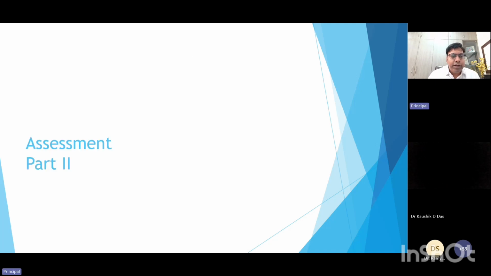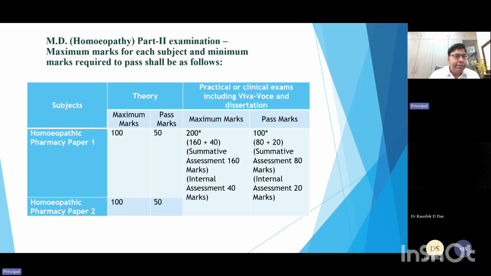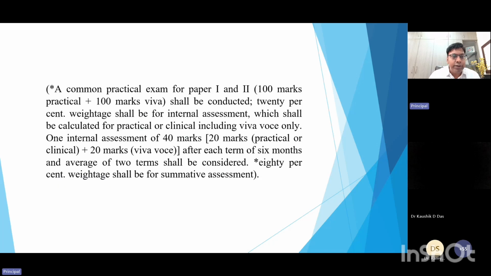Next, similarly for part 2, it is already there in the curriculum and syllabus, so I'm just quickly moving ahead. We are already aware of the term tests during the 6th month and 12th month, and then the final exam at part 1. Similarly for part 2, at the 24th month and 30th month of training, 2 term tests are there. This is for part 2. We have already discussed this, so I'm moving ahead.